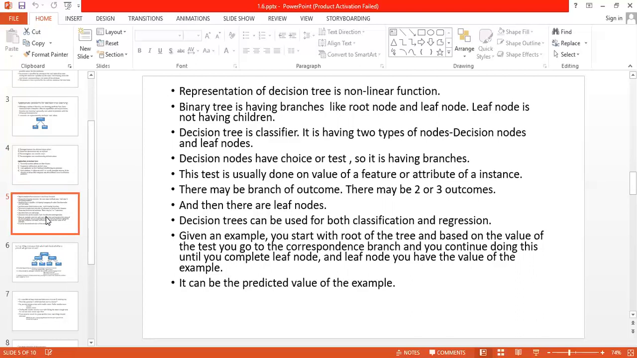This test is usually done on value of a feature or attribute of an instance. There may be a branch of outcome. There may be 2, 3 outcomes, and then there are leaf nodes. After completion of all the decision tree, or after finishing all the root nodes only, we can reach the leaf node, because the leaf node is not having any decision, or it should not have any children.